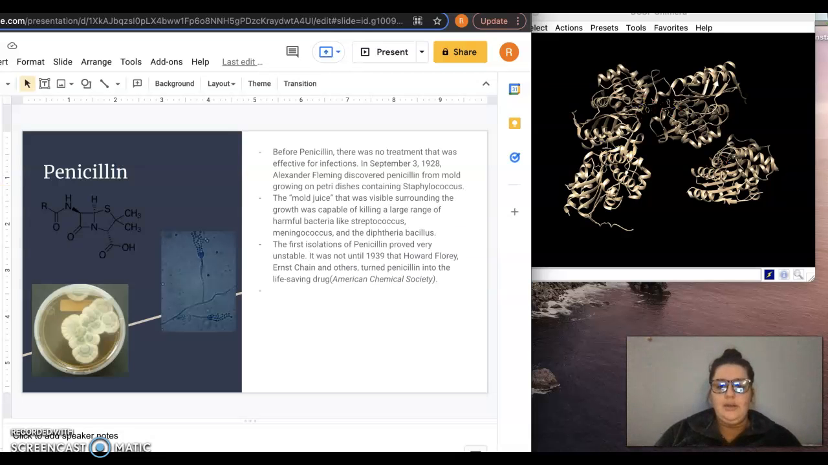Before penicillin, there was no treatment that was effective against infections. They had treatments that they were using, but they were very primitive. They didn't see many results, or there were lots of side effects from them.